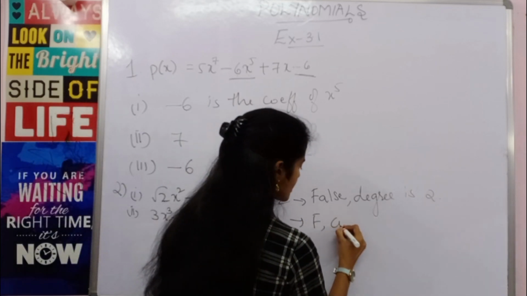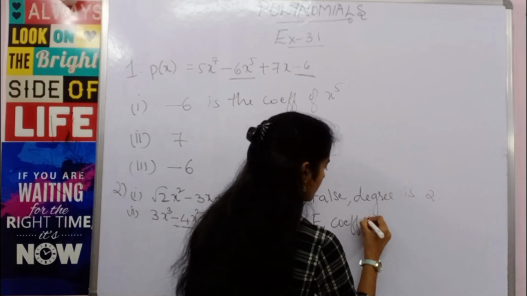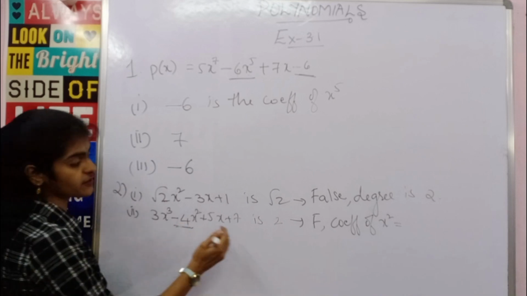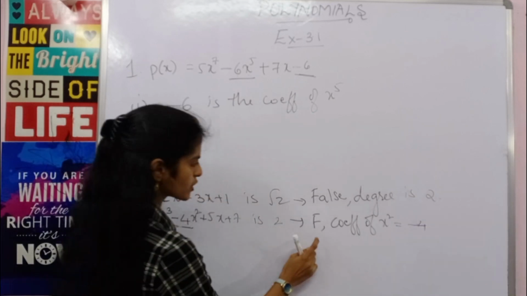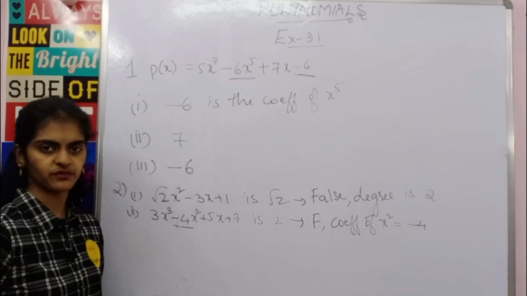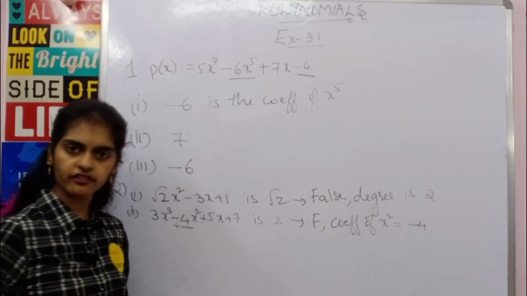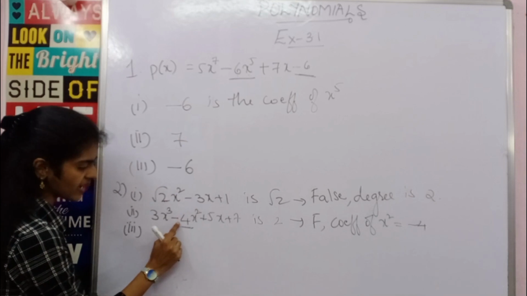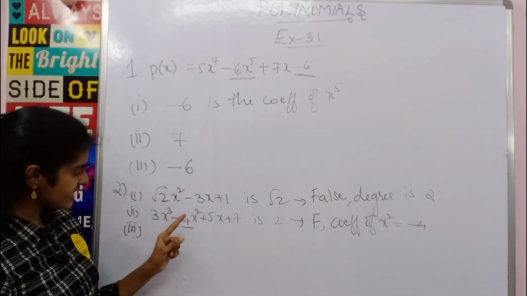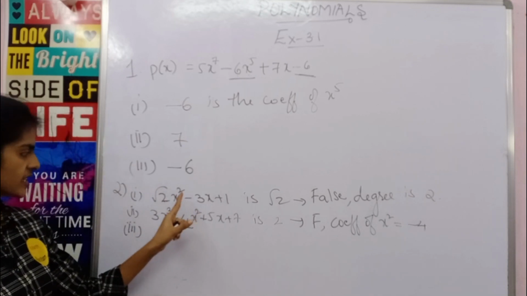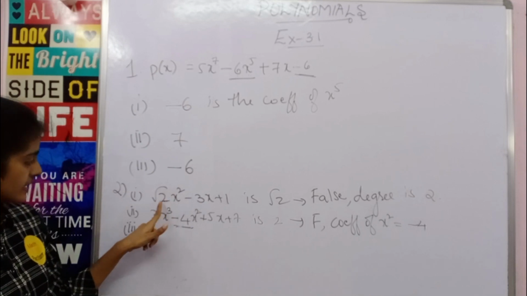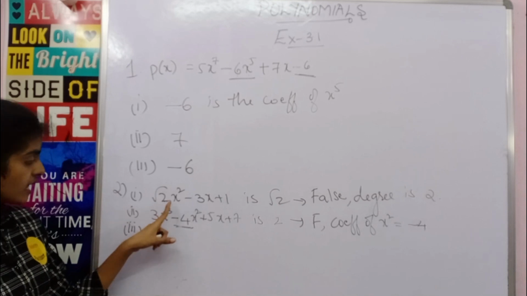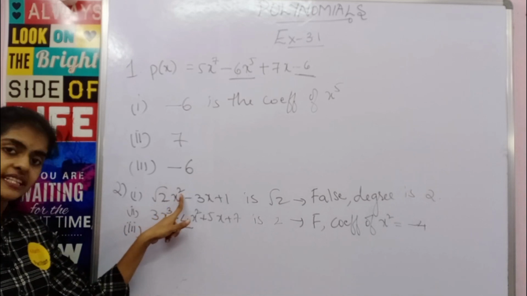Why? The coefficient of x square is minus 4. This 2 is nothing but the power of x. So the coefficient of x square is not 2, it is minus 4. Degree is nothing but the power. The constant which is multiplied is the coefficient, and the number which is in the power is called the degree.